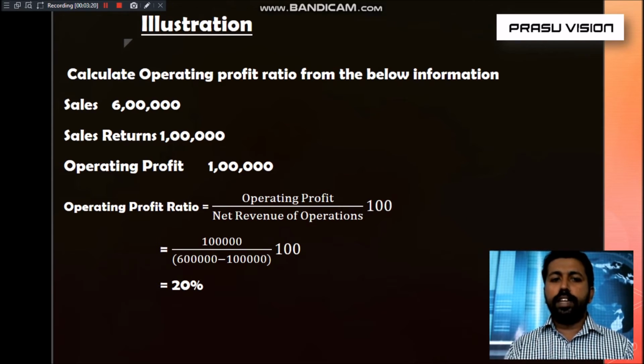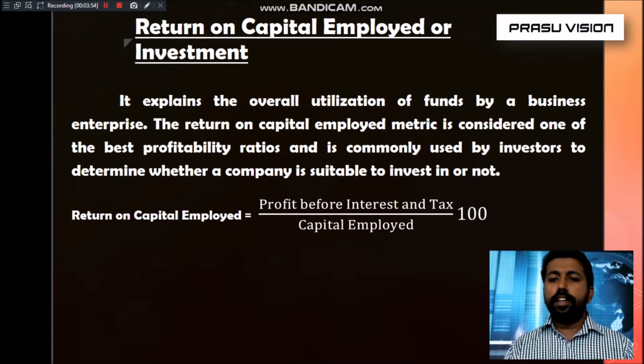Every time it shows a good sign. Why? Because a 20% ratio is what we get as the answer, so it shows a good sign to the organization. Remember, the operating profit ratio shows the relationship between operating profit and net revenue from operations. It is very important for the organization to check their efficiency, whether they are utilizing all the amount used as operating expense efficiently.